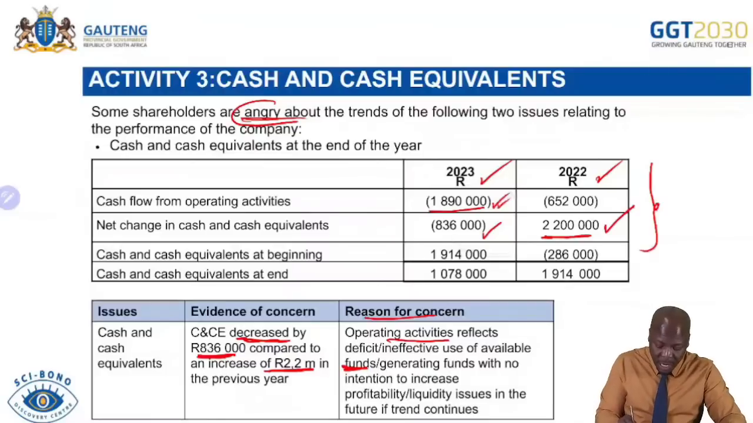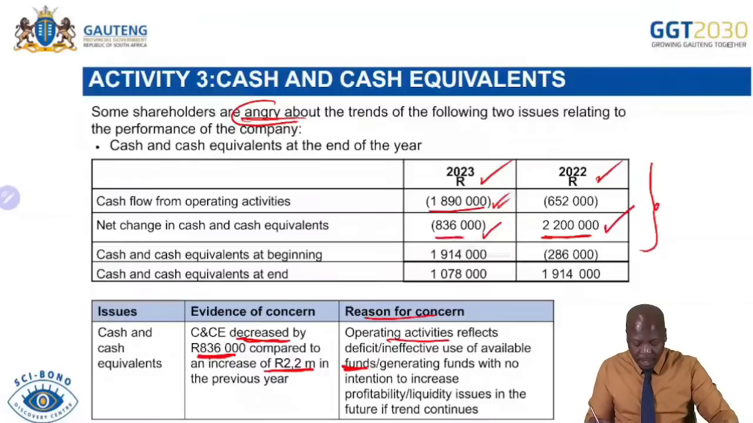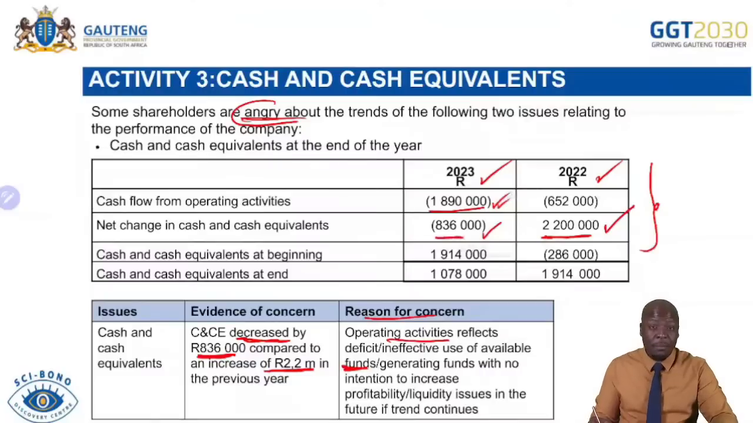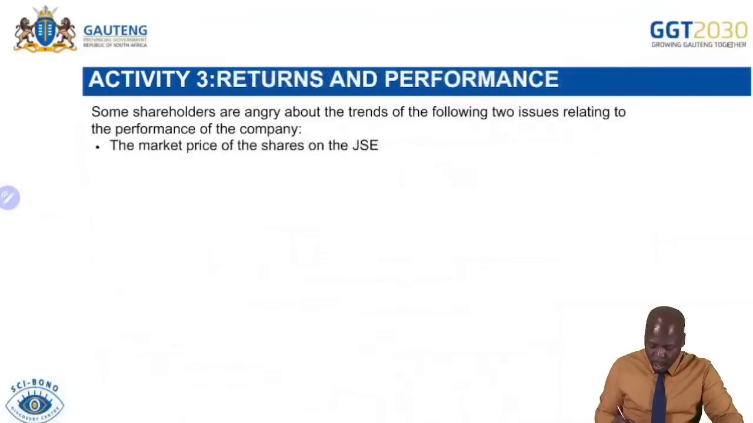This has hugely affected the business such that we end up with a negative cash balance of 836,000. All right. And therefore, it is very important that when you're commenting on this, you come again to the cash flow statement. In this case, they wanted us to look at the cash and the cash equivalents. You can see it has decreased. Last year, we had 2.2 million, but this year we have a negative 836,000.